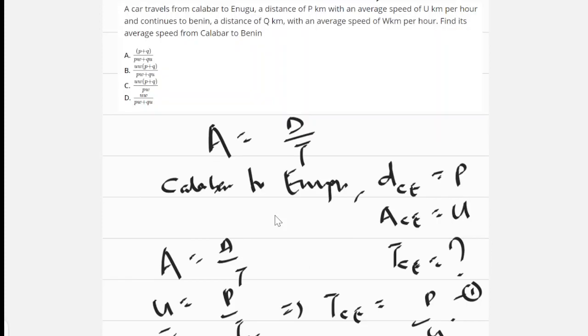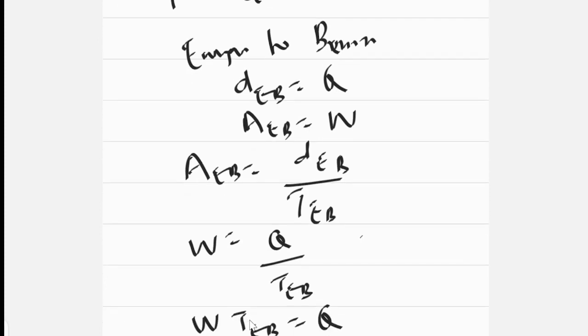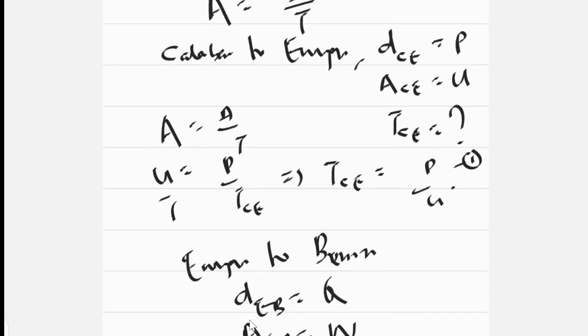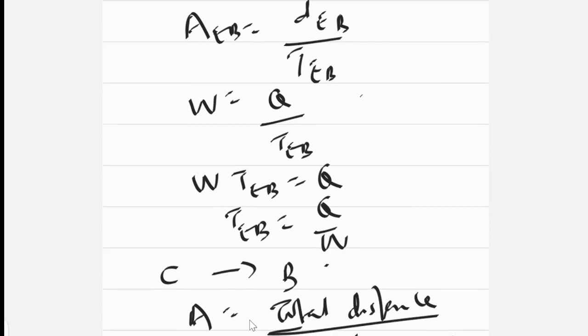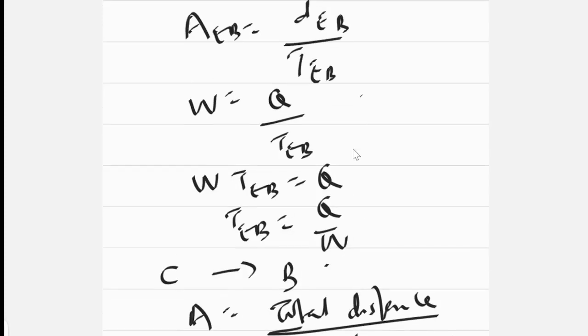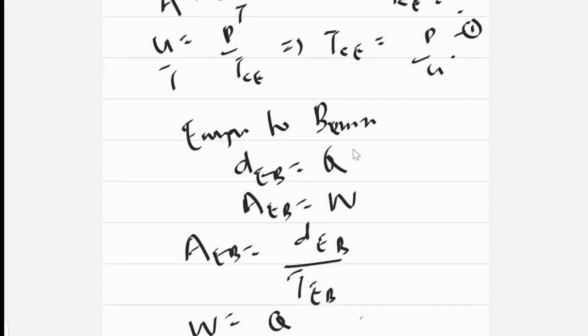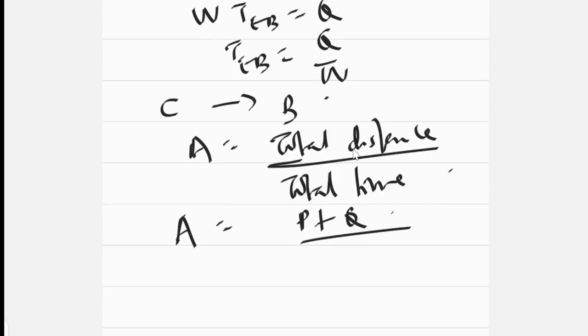Before you reach Benin from Calabar, you have to go to Enugu first, Calabar to Enugu, then Enugu to Benin. So from Calabar to Enugu, the distance is P, plus Enugu to Benin, that is Q, then divided by their total time. What is the total time taken from Calabar to Benin? So Calabar to Enugu, that is P over U.